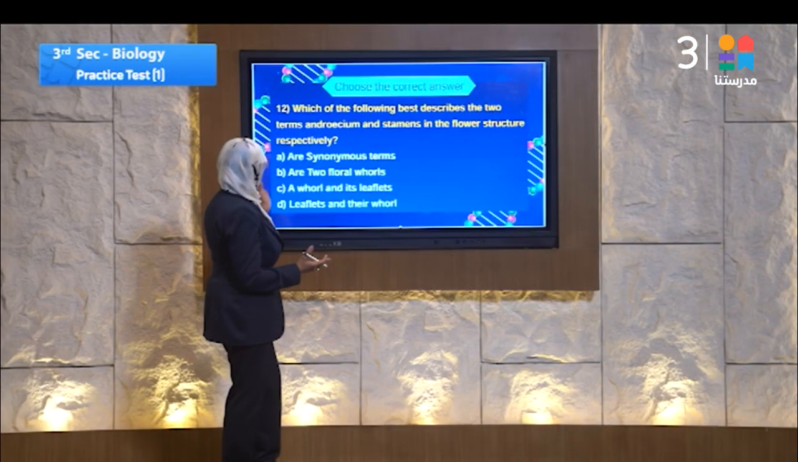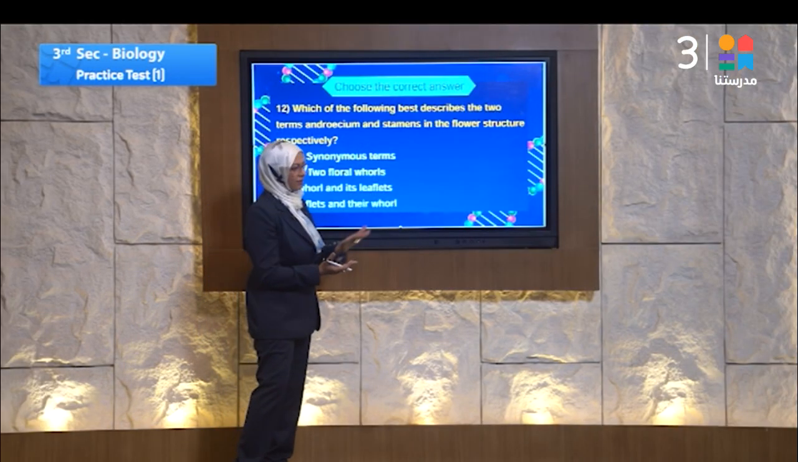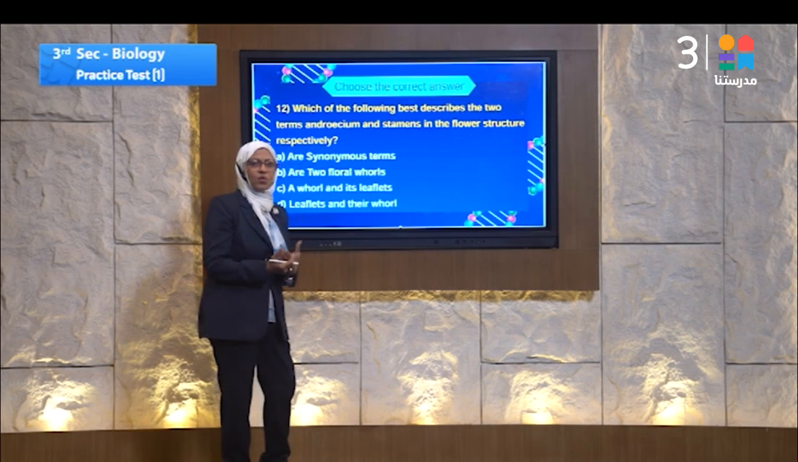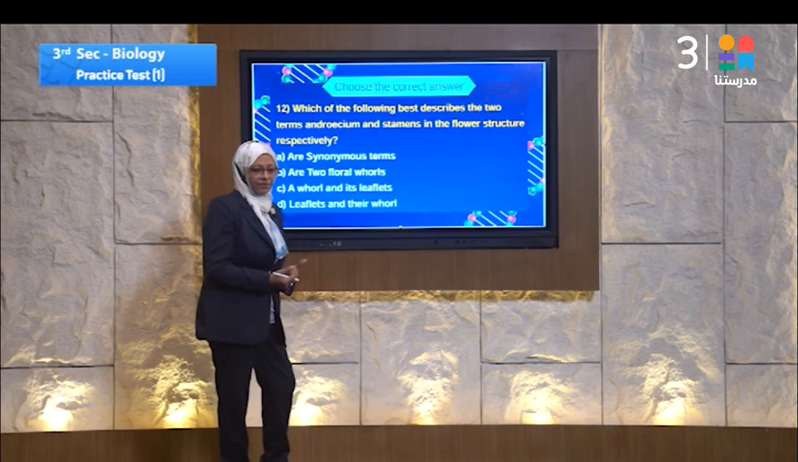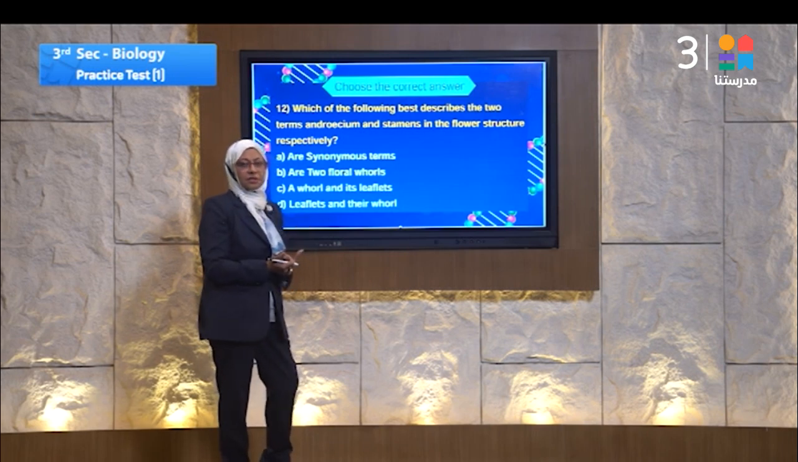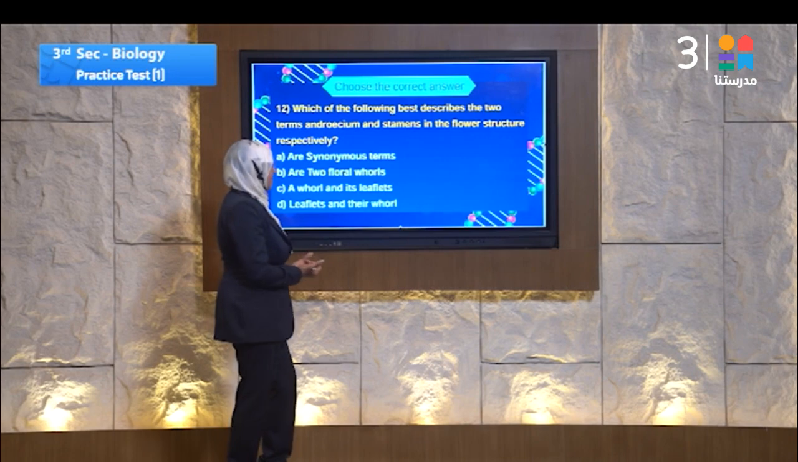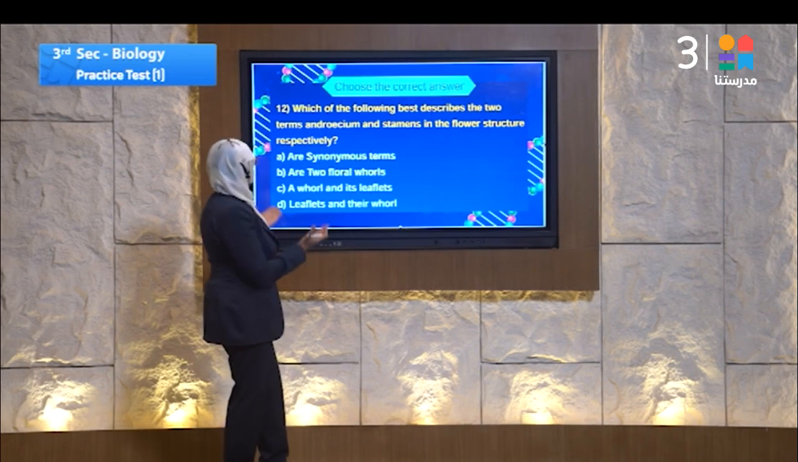Let's go to androecium. What is the meaning of androecium? Androecium is the male organ inside the flower. The androecium is a male organ which consists of many stamens. The stamen consists of a filament and anther. So the part or the unit of androecium is a stamen. So let's go to the choices.